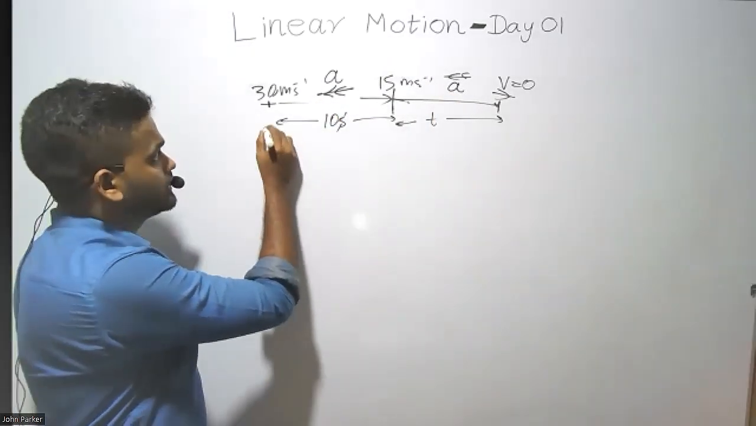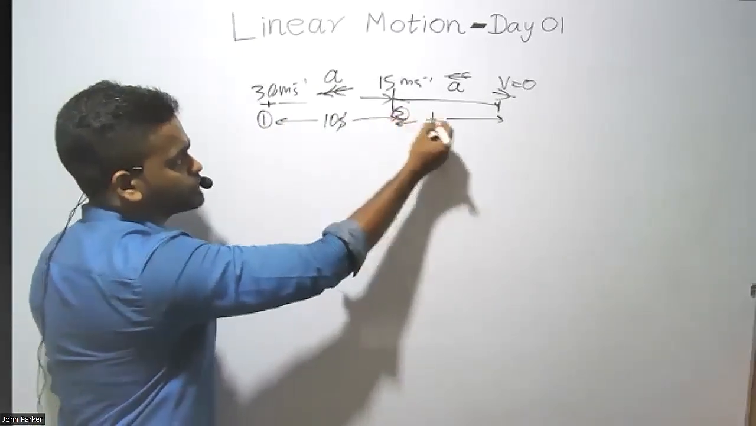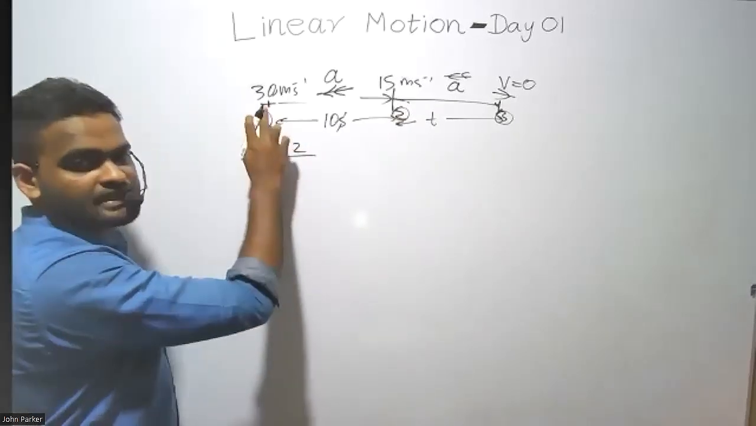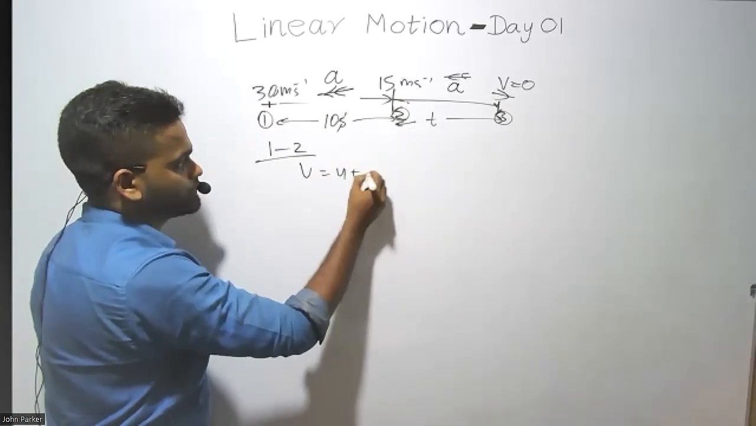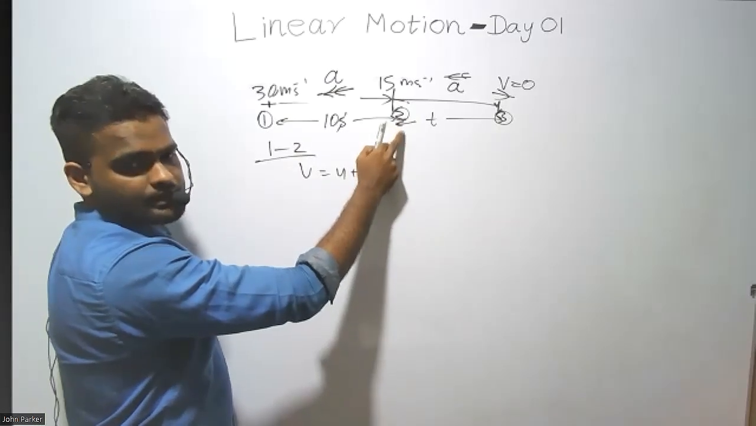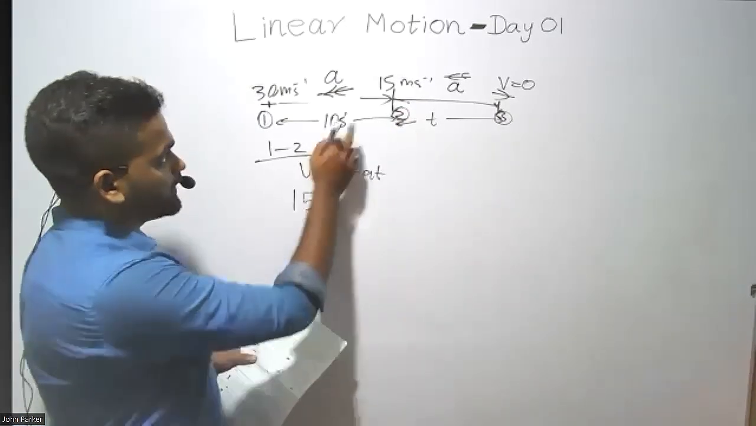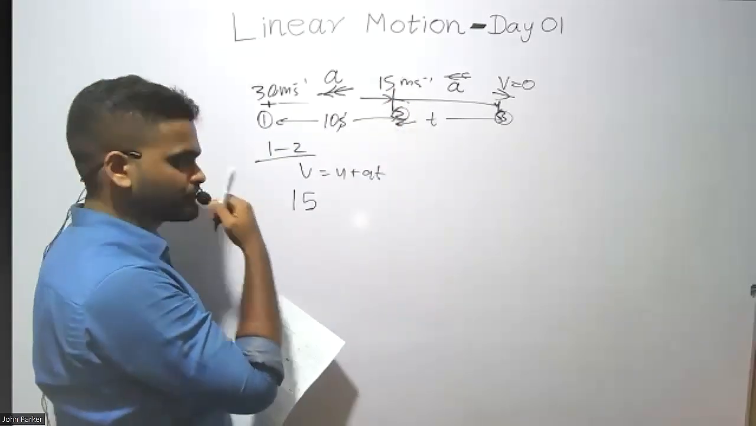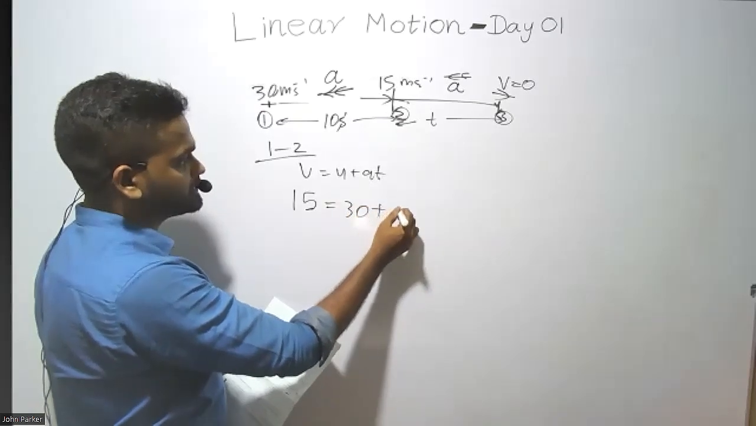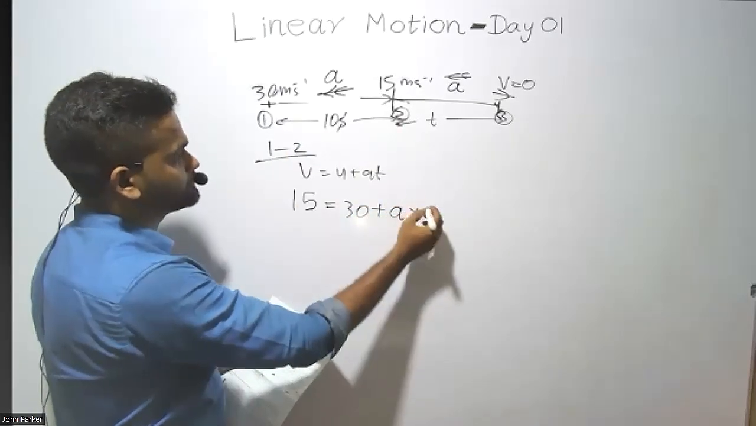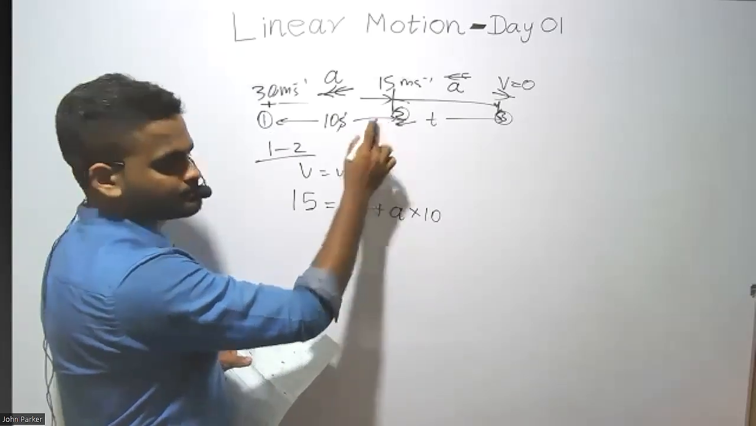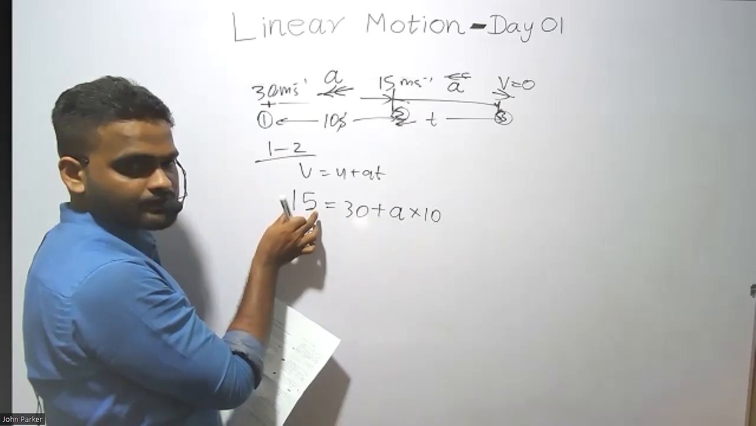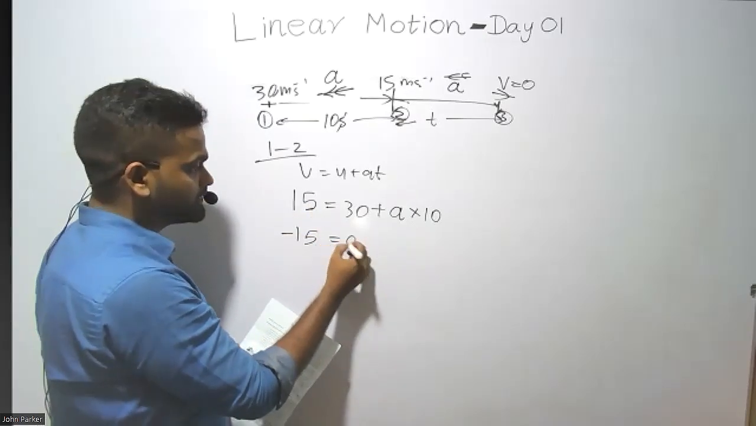Just apply. So there are two parts to this question. Part one, part two. From 1 to 2, within this range, I'll apply this equation. Final velocity here is 15, right? Yeah, 15, not 45. Final velocity is 15. Initial velocity is 30 plus acceleration times time. Time is 10 seconds from here to here. Then this becomes minus 30 plus 15, it is minus 15, equals 10a.